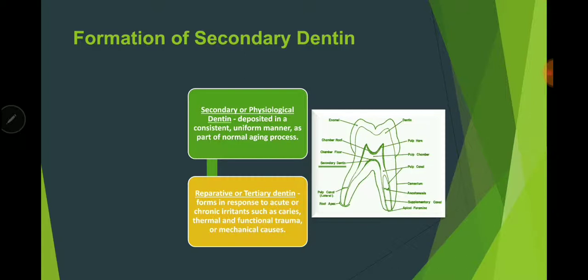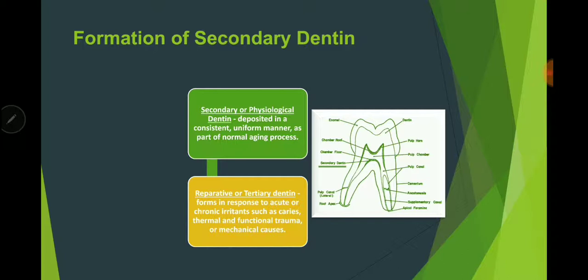Okay, so formation of secondary dentin. Secondary dentin is also called physiological dentin. It is deposited in a consistent, uniform manner as part of the normal aging process. So when you're depositing secondary dentin or physiological dentin, that's normal.